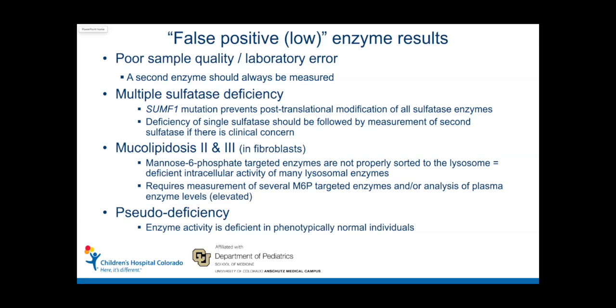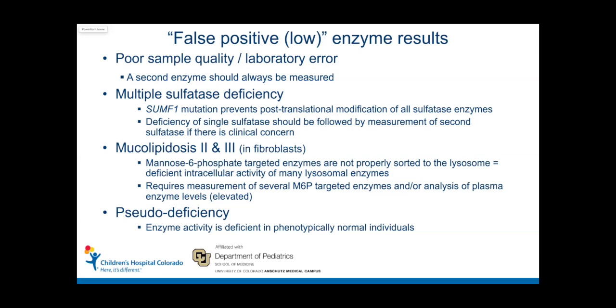And so you mainly see this in fibroblast assays. You don't really see this much in leukocyte-based assays. But remember, if you're doing something in fibroblasts and you see a low enzyme activity, very rarely it could also be caused by mucolipidosis. And the way you test for that is you look for another mannose-6-phosphate enzyme as your control, and you see that it's also low in the patient fibroblasts.